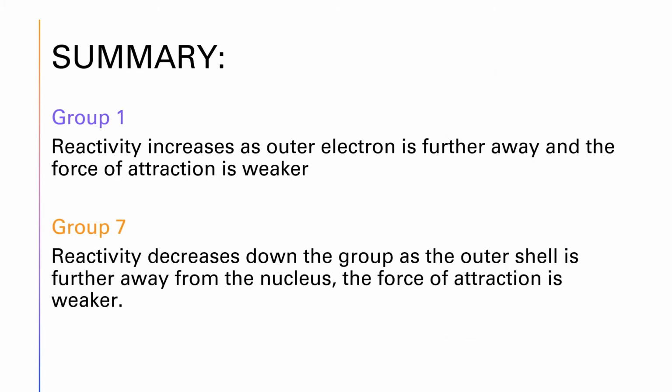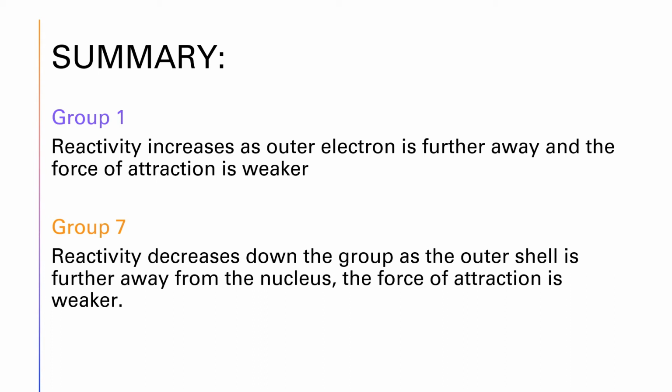So, in summary, the reactivity increases down group 1 as the outer electron is further away from the nucleus, therefore resulting in the forces of attraction being weaker. In group 7, reactivity decreases down the group as the outer shell is further away from the nucleus, therefore the forces of attraction are weaker.